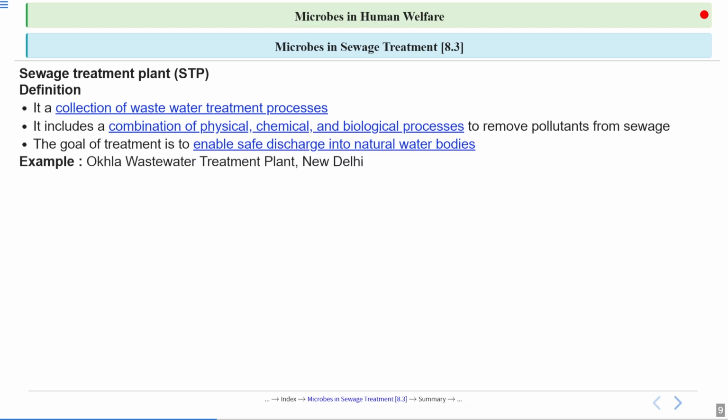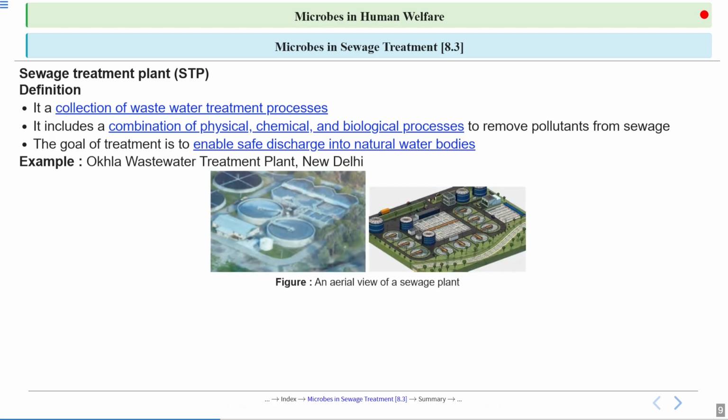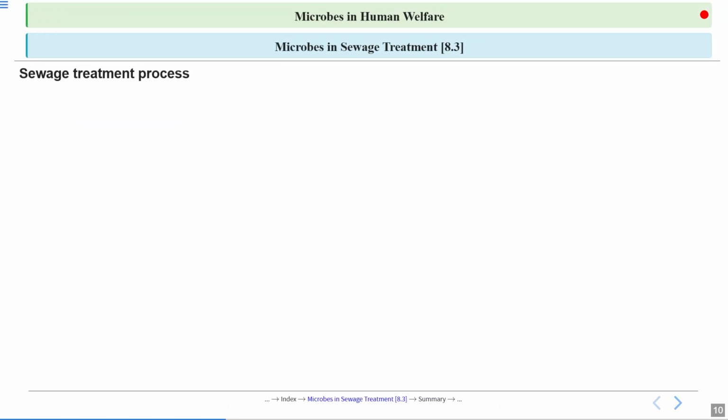An example is the Okhla wastewater treatment plant. This is in New Delhi. Here you can see an aerial view of a sewage plant. Different methods are being used here, like primary treatment and secondary treatment. We'll talk about primary and secondary treatment as well. What is done, and what is the difference between these two treatments?